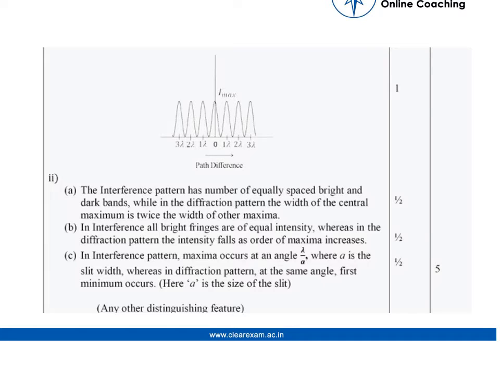Now, talking about interference pattern, it has number of equally spaced bright and dark bands, while in diffraction pattern, width of central maximum is twice width of other maxima. In interference, all bright fringes are of equal intensity, whereas in diffraction pattern, intensity falls as order of maxima increases. In interference pattern, maxima occurs at an angle lambda by a, where a is slit separation, but in diffraction at same angle, first minimum occurs, hence a is size of the slit.